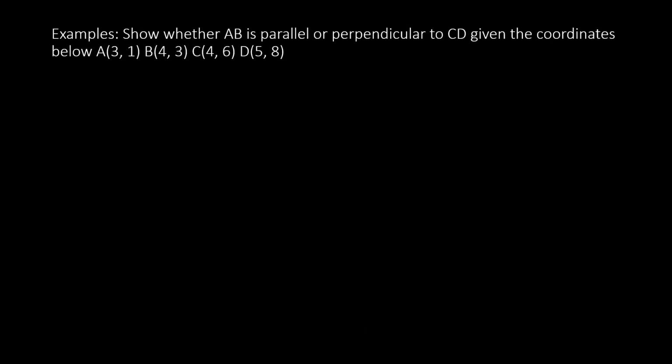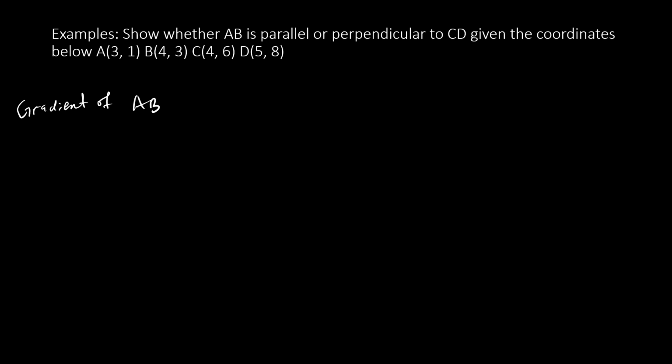We have an example here. Show whether AB is parallel or perpendicular to CD, given the coordinates below. A is (3,1), B is (4,3), C is (4,6), and D is (5,8). We have to check whether line AB is parallel or perpendicular to line CD. The first thing we have to do is look for the slope of line AB. Then we look for the slope of line CD. Then we compare them to see whether they are parallel or perpendicular. To start with, let's look for the gradient or slope of line AB.